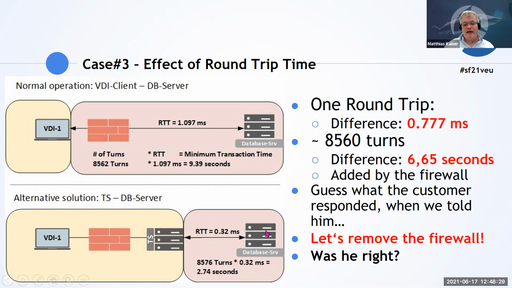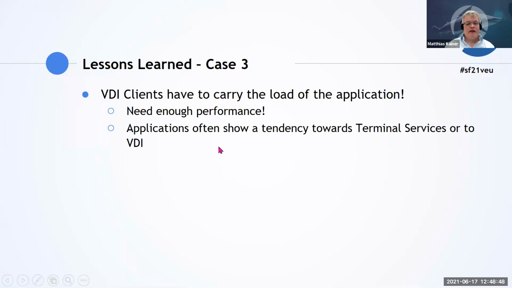But this is the key. Database applications may have a high number of application turns. So the number of turns multiplied by the round trip time is the minimum transaction time you end up with. So in our application, the VDI clients had to carry the load of the application. They didn't have enough performance. Well, applications sometimes show a tendency towards terminal services or to VDI.